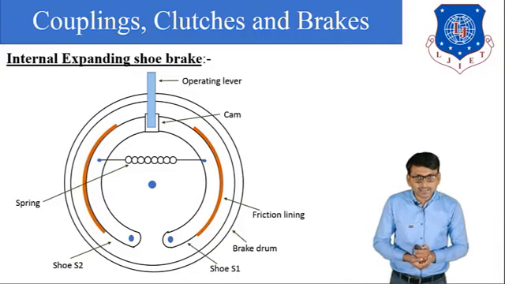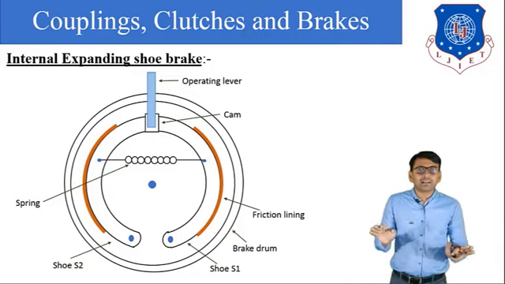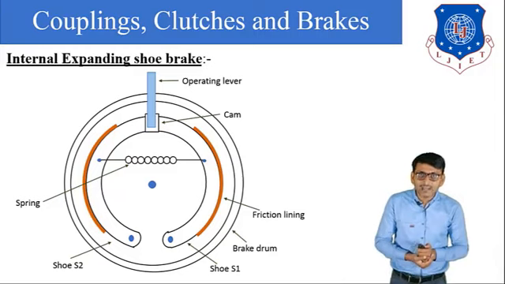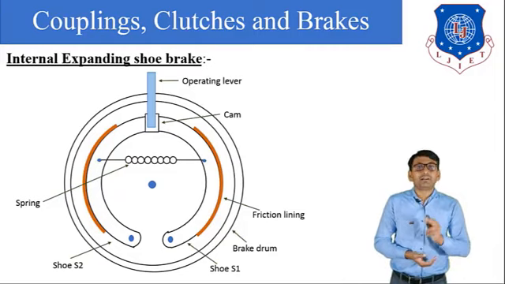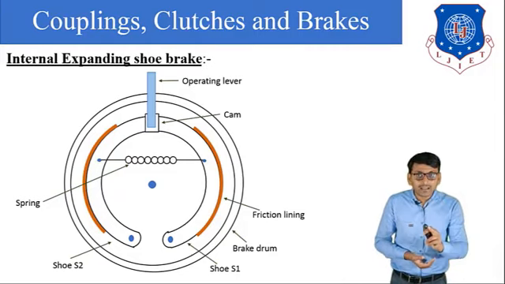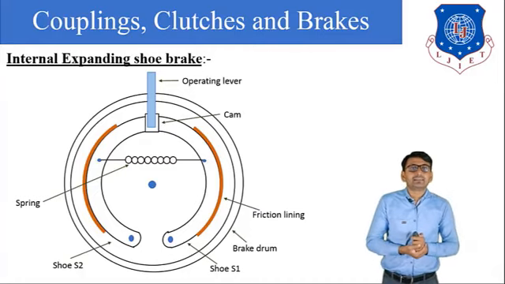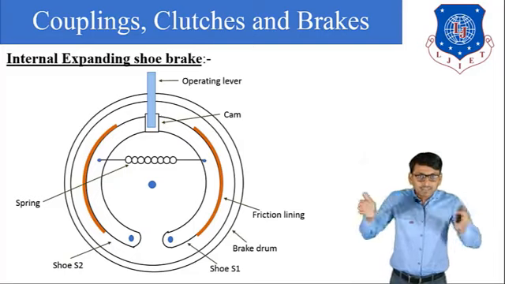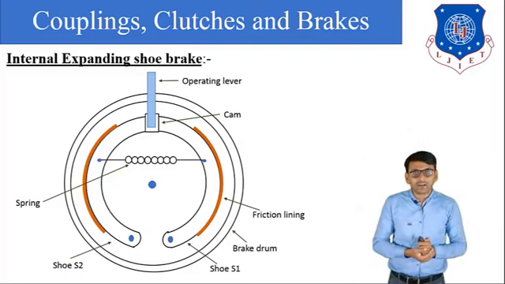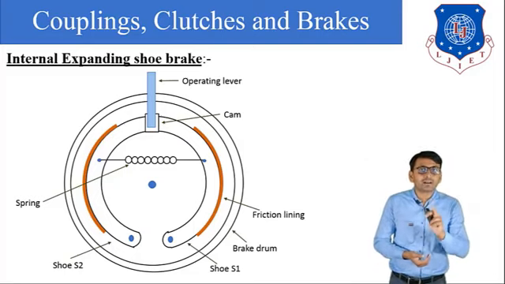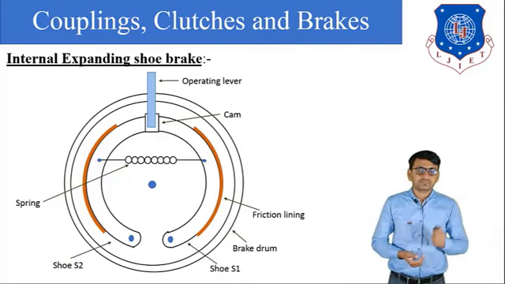In normal condition, there is no contact between the friction lining and the brake drum. But when the brake is applied, due to spring action, there is a connection between the friction lining and the brake drum. So the rotation of the brake drum stops.